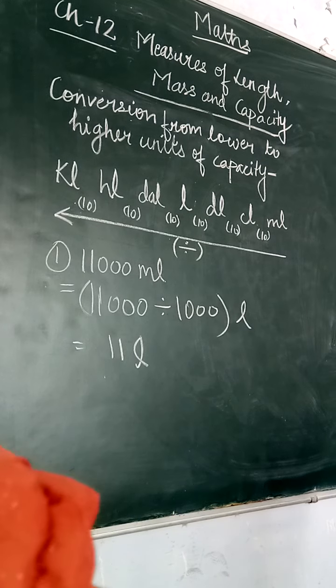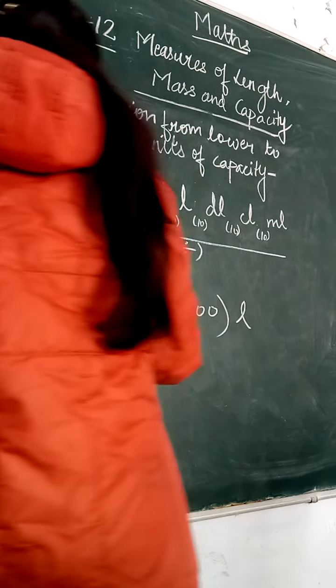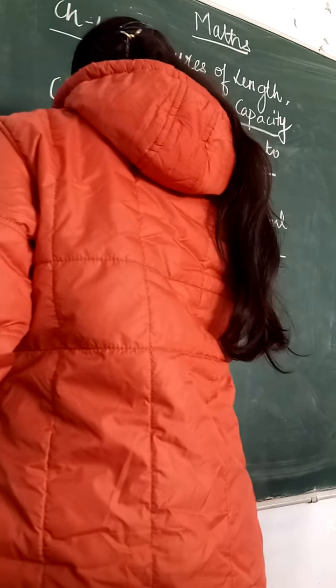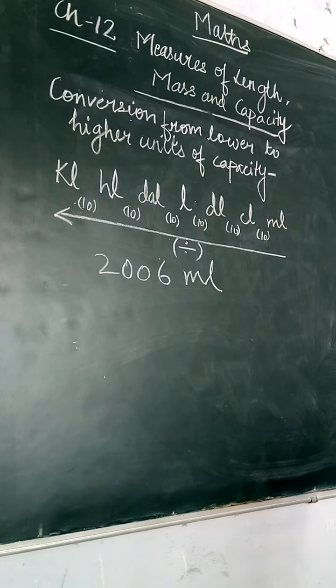Question number 2 of the exercise. Suppose it is given 2006 ml, you have to convert into liter and milliliter. Question is 2006 milliliter and you have to convert this into liter and milliliter. So what you will do, you will first of all break it into two parts. How? One in the part of 1000. Why? Because you have to divide by 1000 to convert milliliter into liter, and one whatever is left after that.